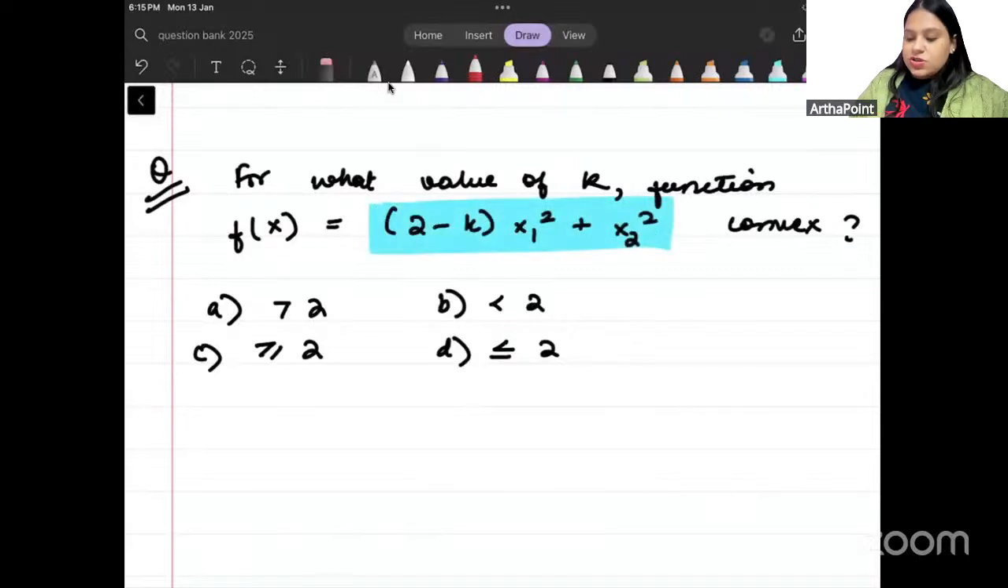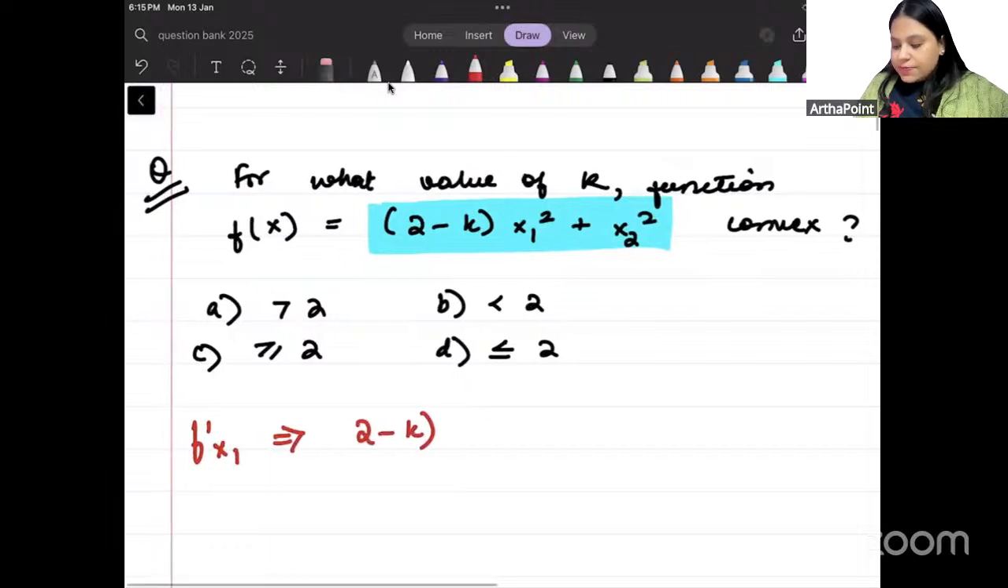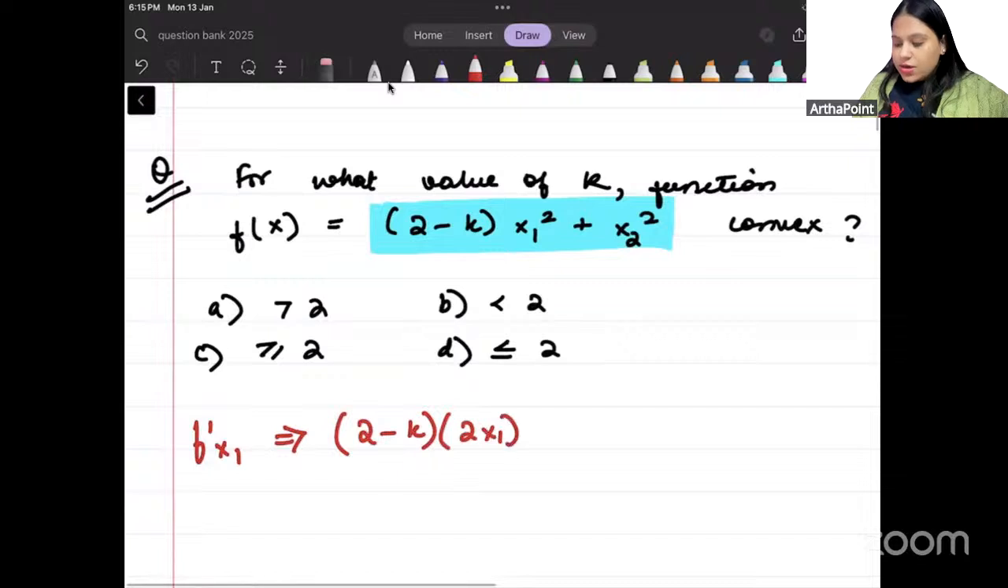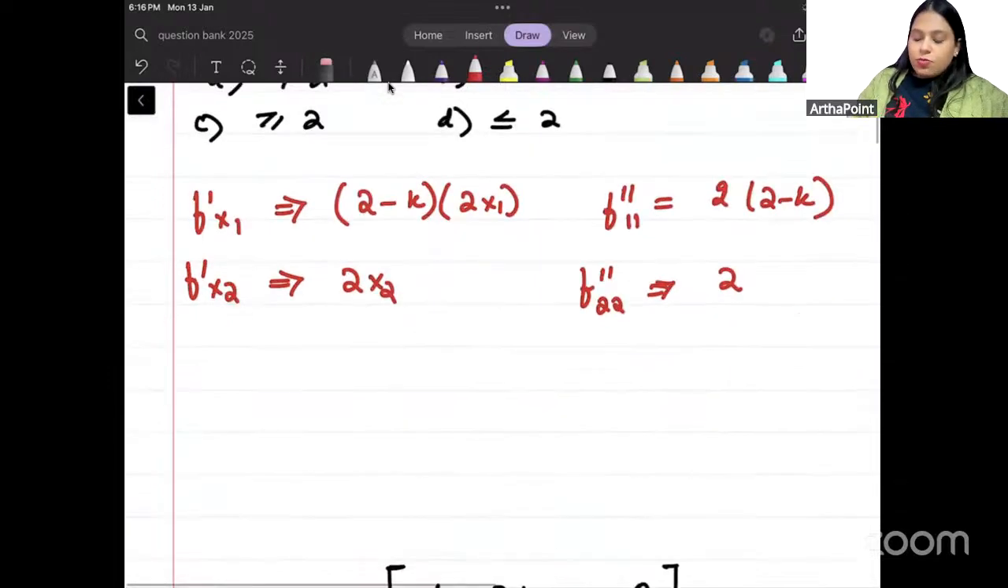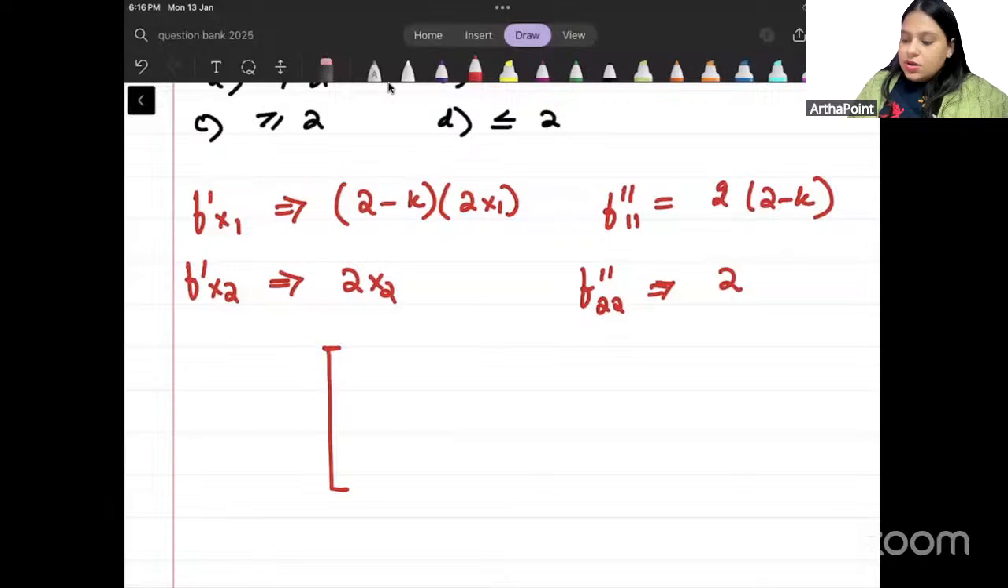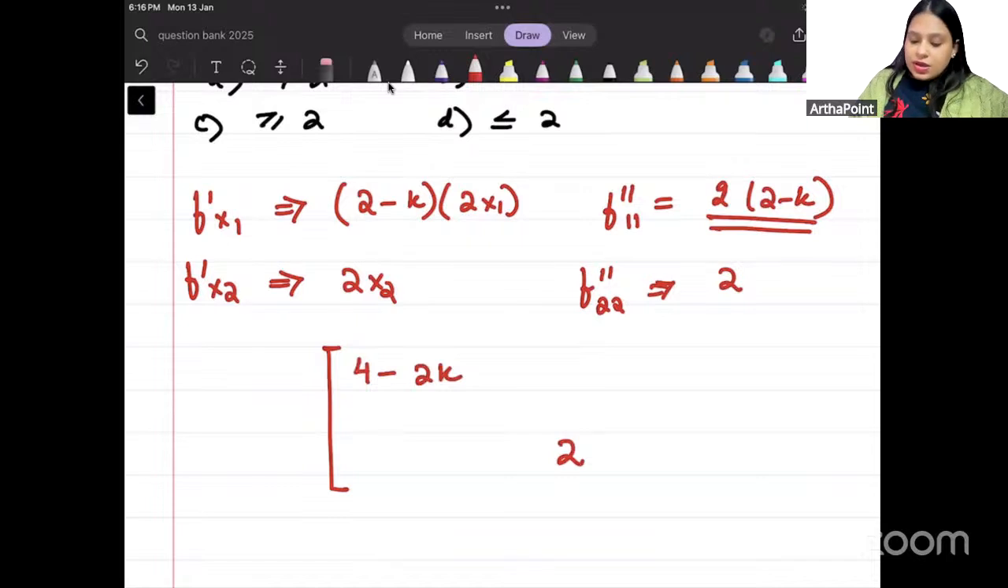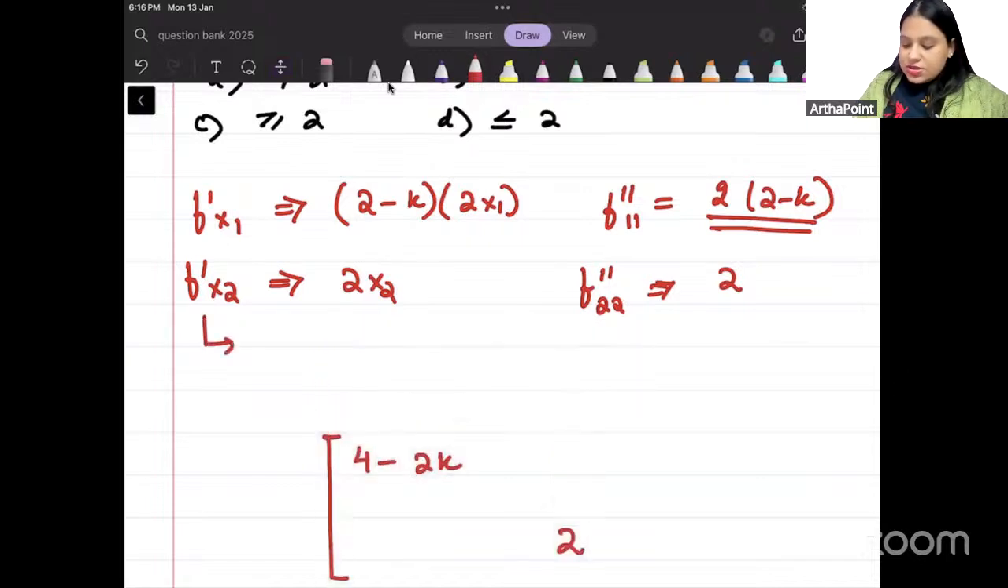So you find out the first order condition, f dash x1. It will give you (2 minus k) 2x1. f dash x2 will give you 2x2. Find out the double derivative with respect to x1. It will give you 2 minus k. Double derivative with respect to x2 will give you 2. Formulate the Hessian matrix. Here you will have 4 minus 2k. Here you will have 2. If you differentiate this with respect to x1, it will give you 0.